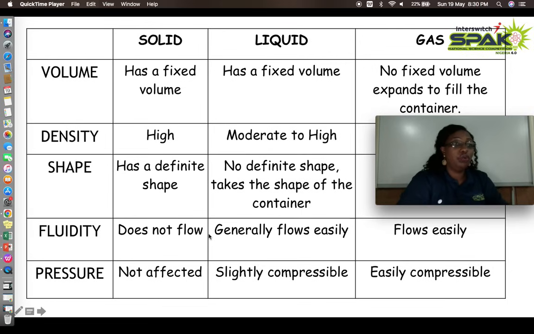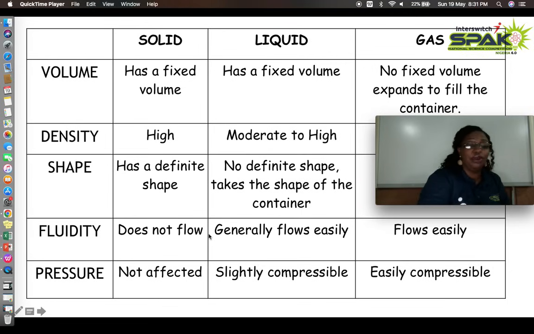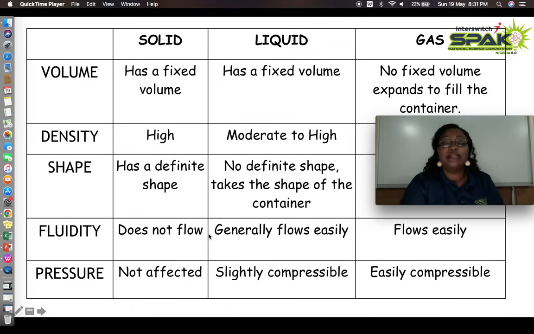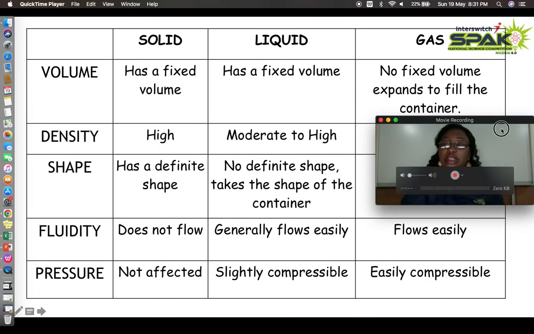Pressure: there's no way you can press down your ice block. It will not be affected. Pressure will not affect it. But for liquid, you can slightly compress your water. You can try to add more until it will not take any more. And for gas, you can continue to compress until it is filled up.